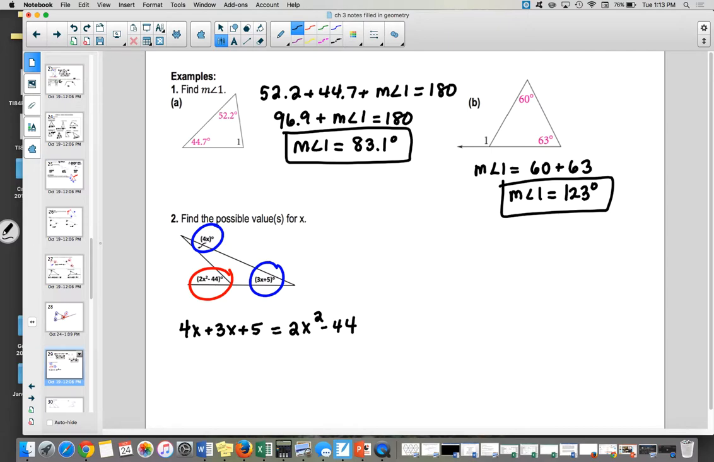Are we going to factor? We are going to factor. We're going to get everything on one side. So when I combine these, I get 7x. So I'm subtracting the 7x over. I had minus 44, and then I'm subtracting the 5 over as well. So I'm going to have 2x squared minus 7x minus 49 equals 0. And I start factoring. So I definitely need 2x and x. And then 49 and 1 seems a bit big. So how about 7 and 7? Let's try it.